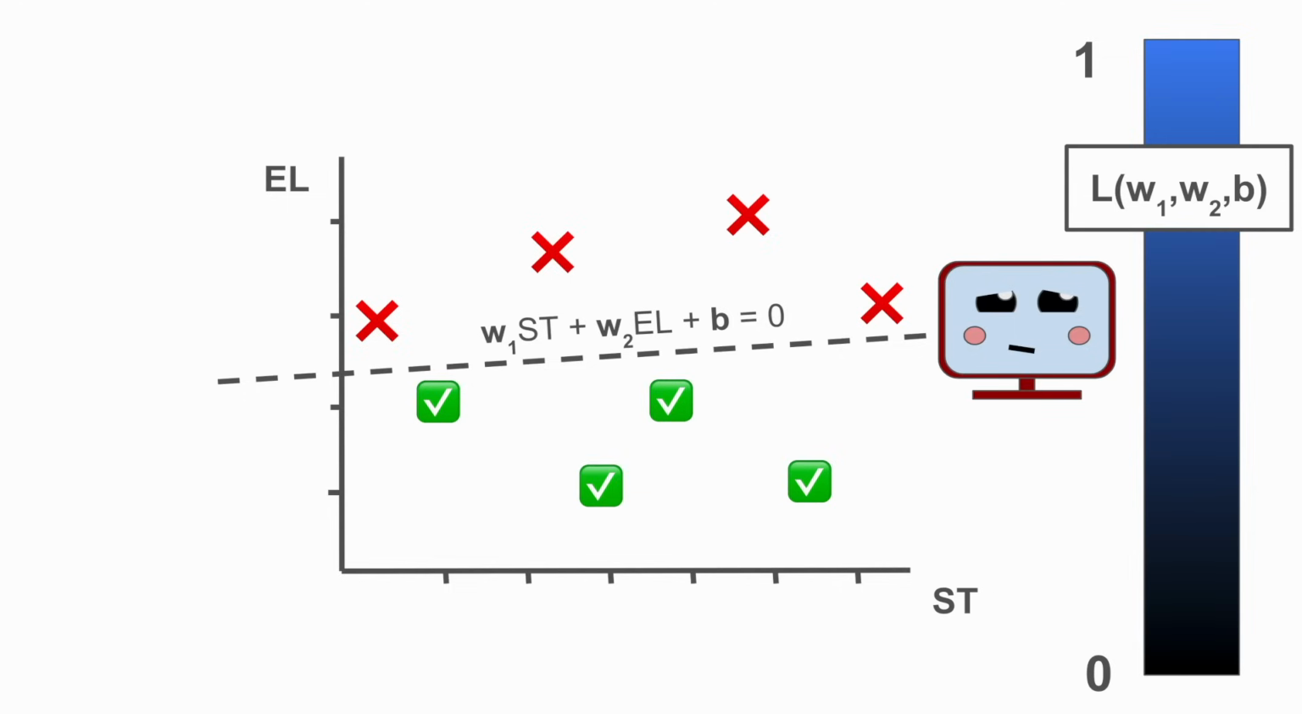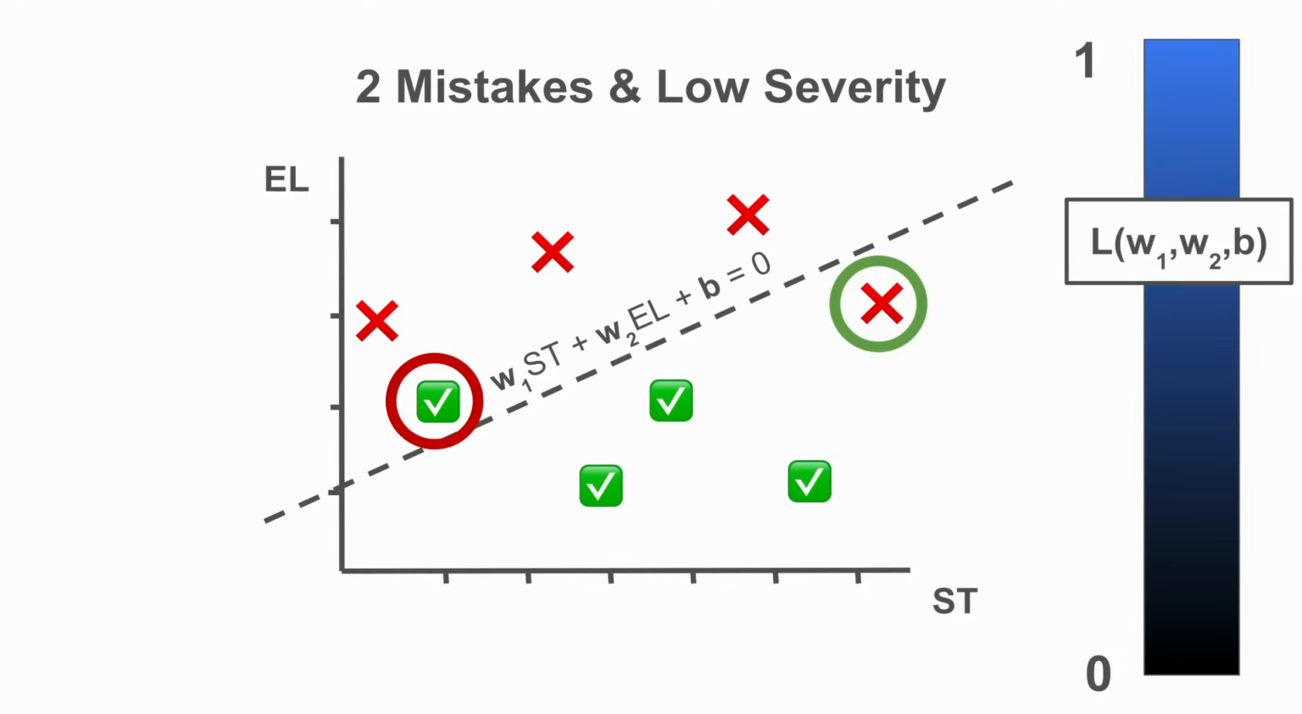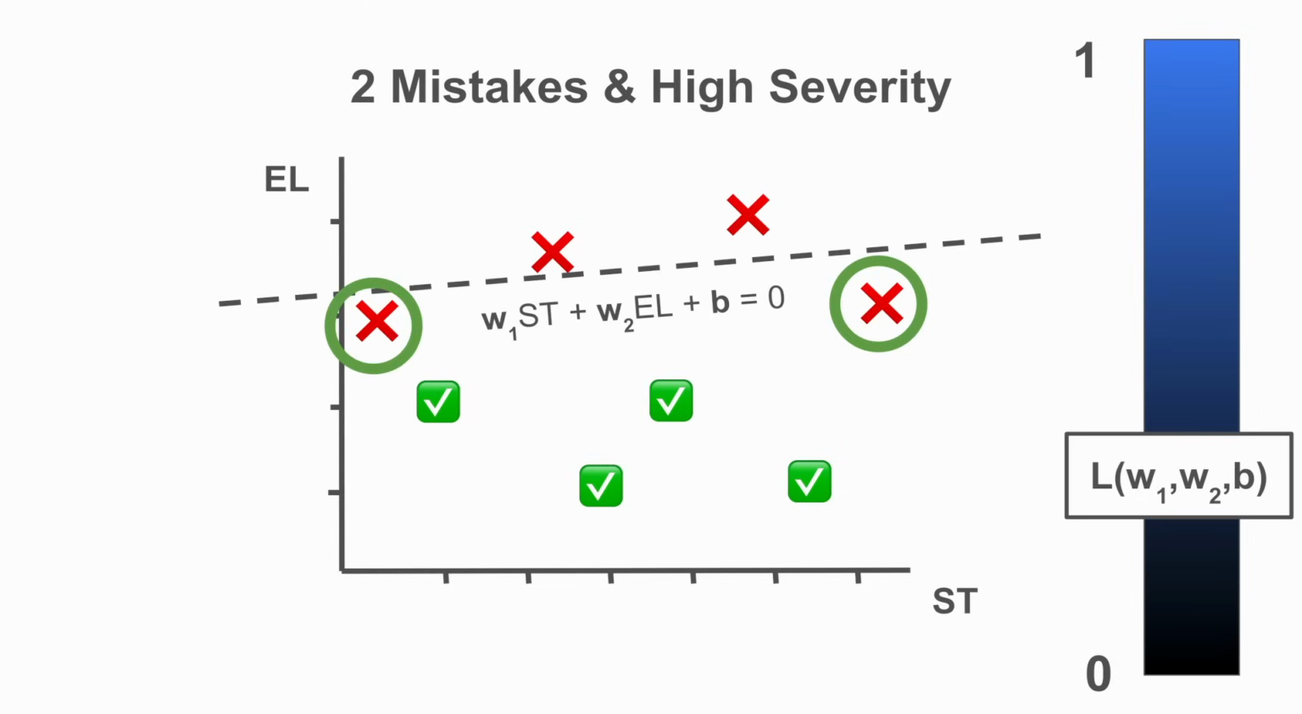I know what you're thinking. Why use the likelihood function and not simply the number of mistakes made? Great question. What the likelihood function tells us that the number of mistakes doesn't is the severity of the mistakes. Caring about the likelihood means finding a threshold that not only minimizes the number of mistakes, but also their severity.